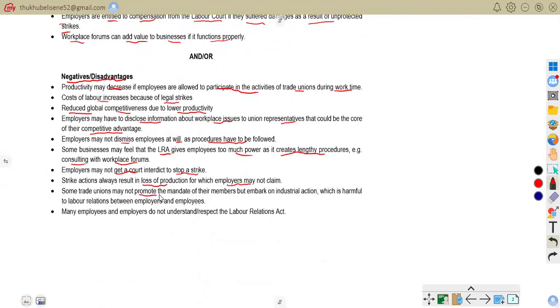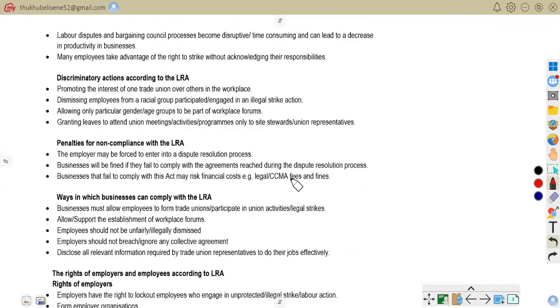Some trade unions may not promote the mandate of their members, but embark on industrial action, which is harmful to labor relations between employer and employees. So some unions may misuse power. So you see, unions can call a strike that members didn't agree with. So that is that. Many employees or employers do not understand and respect the Labor Relations Act. So many workers or employers do not fully understand the act. So a manager breaks a rule because he doesn't know it exists, because of lack of knowledge of the act.